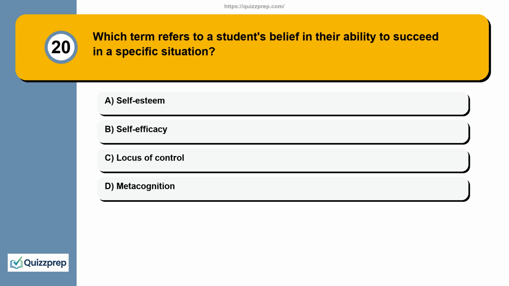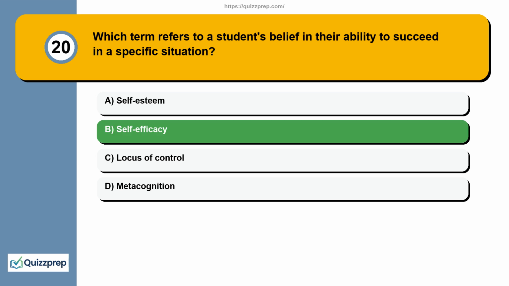Question 20. Which term refers to a student's belief in their ability to succeed in a specific situation? Here are your options. Option A. Self-esteem. Option B. Self-efficacy. Option C. Locus of control. Option D. Metacognition. The correct answer is option B.